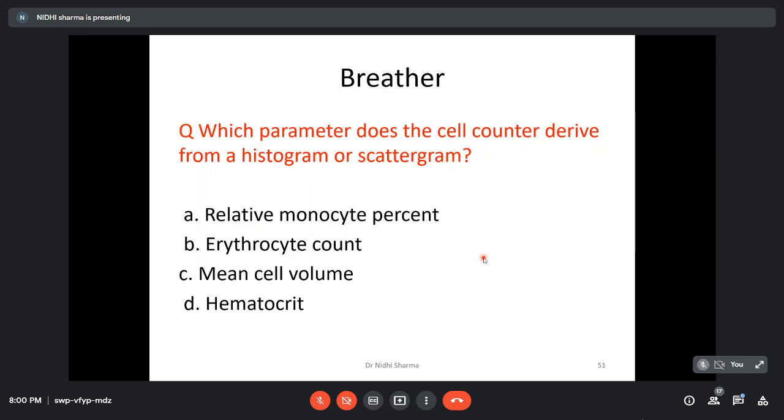So let's take a breather here. Which of the parameters does the cell counter derive from a histogram or scattergram? So we have looked at so many RBC histograms till now. Can you think of the parameter which is derived, for which the analyzer depends totally on the histogram to come to a value? Whether it is a relative monocyte count, whether it's the erythrocyte count, or the mean cell volume, or the hematocrit.